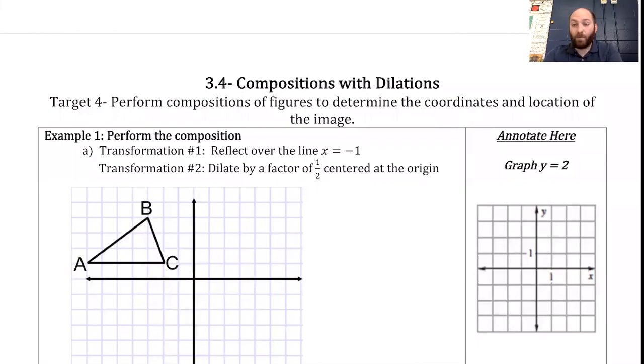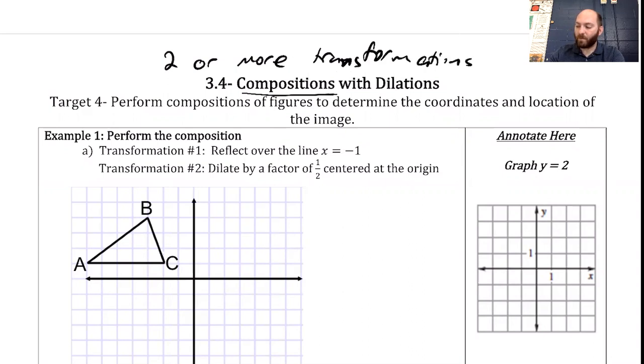Today we're going to be talking about 3.4, compositions with dilations. If you remember from our last unit, compositions are two or more transformations. So what we're looking for is two or more transformations. We are now going to combine our dilations with things like translations, rotations, and reflections. That's what we're going to do here.